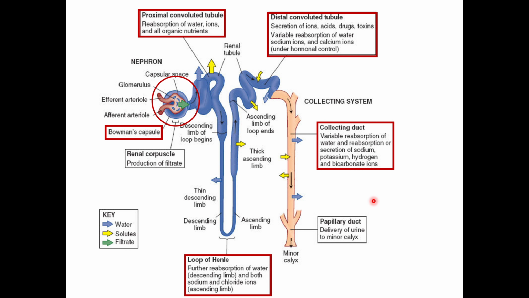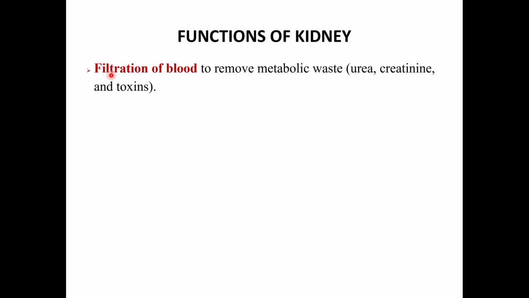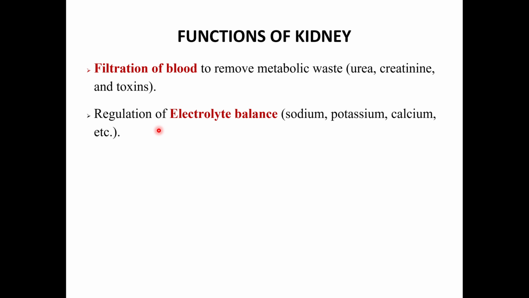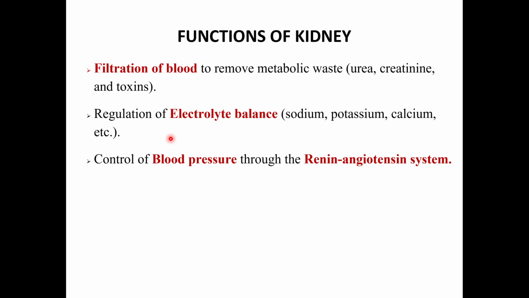If we see the functions of the kidney, the very first important function is the filtration of blood, which removes metabolic waste products like urea, creatinine, and toxins. Also, the kidney plays a very important role in regulation of electrolyte balance like sodium, potassium, and calcium. Number 3, it controls blood pressure through the renin-angiotensin system. In some other chapter we'll discuss this RAA system.